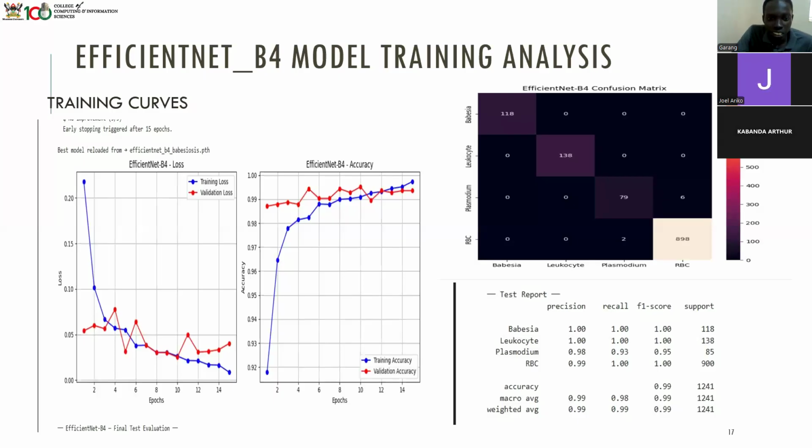Then for the training accuracy, at first it was very low, at epoch 1. Then at epoch 2 the accuracy went to 96.5%. Then for epochs 3, 4, and 5, it kept increasing until it reached 99.7%.